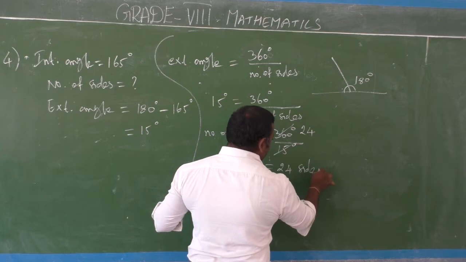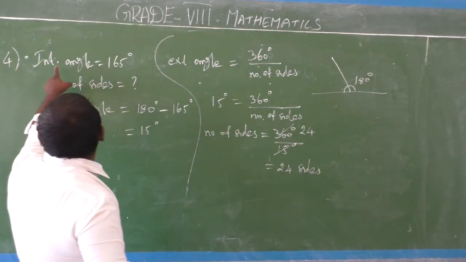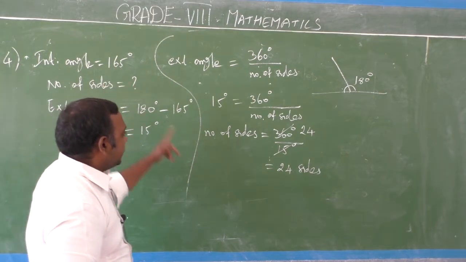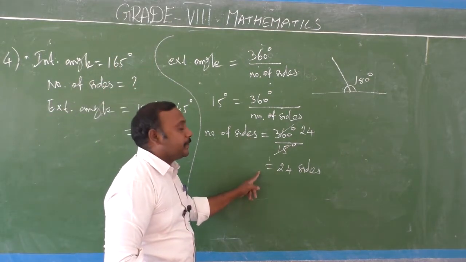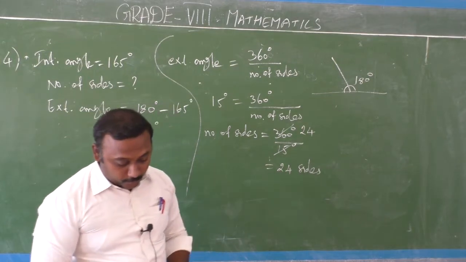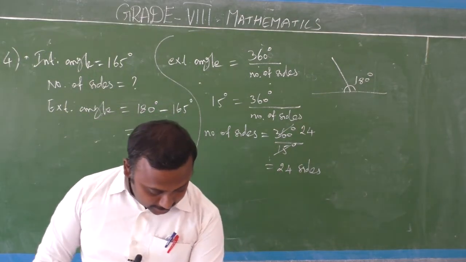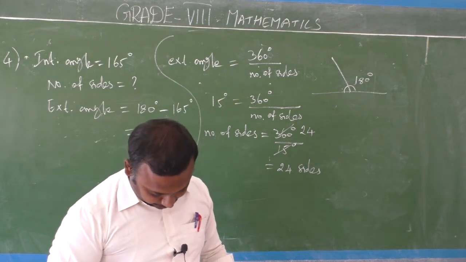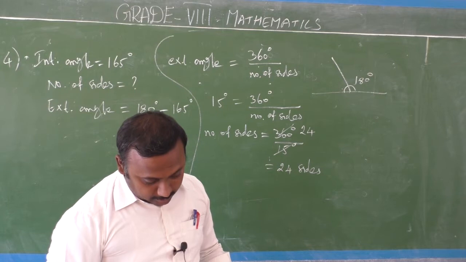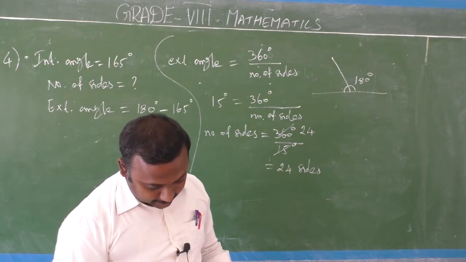So the number of sides is 24. So if the interior angle is equal to 165 degrees, then the number of sides of a regular polygon is equal to 24. That is 24 sides. Okay, then we will move to the next sum.